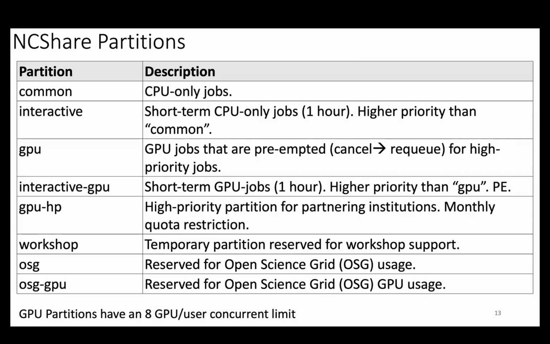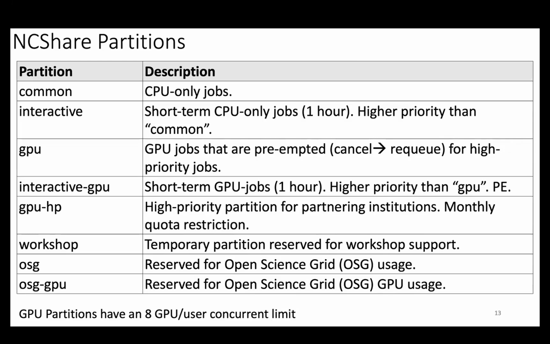Interactive GPU is very useful. Say you want to do some debugging, however, you don't want to submit it to the GPU queue because there might be a longer wait time. The interactive GPU partition is useful for quick debugging: you can get a job that has to be less than 1 hour, and that has higher priority than the GPU partition. So you would get access to the GPUs much faster.